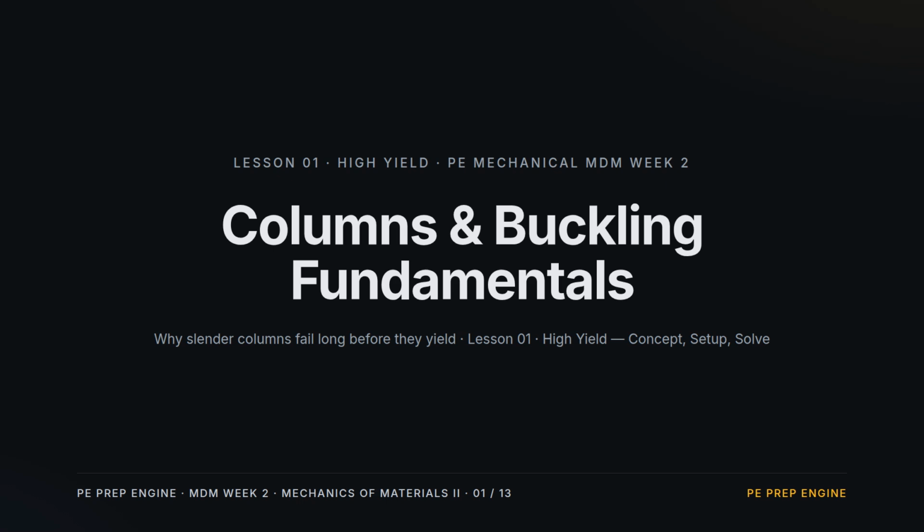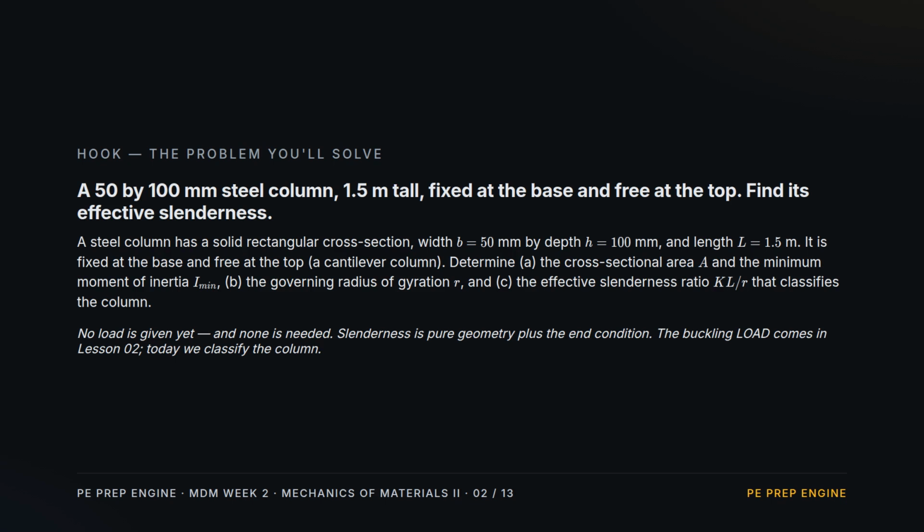Slenderness ratio, radius of gyration, effective length, and the end condition factor, K. Next lesson, those turn into Euler's buckling load. Here's the problem. A steel column, rectangular cross-section 50 by 100 millimeters, 1.5 meters tall, fixed at the base and free at the top. Find the area and the smallest moment of inertia, the governing radius of gyration, and the effective slenderness ratio.